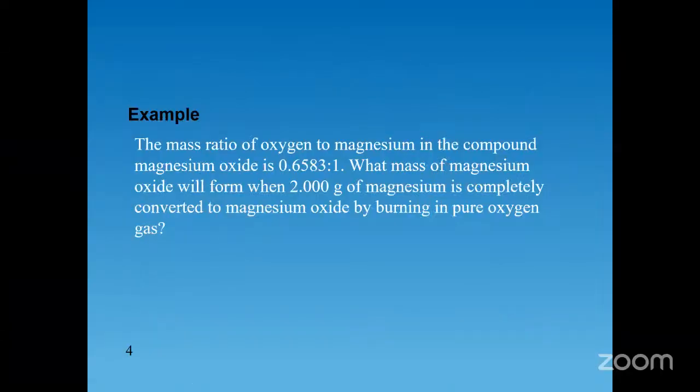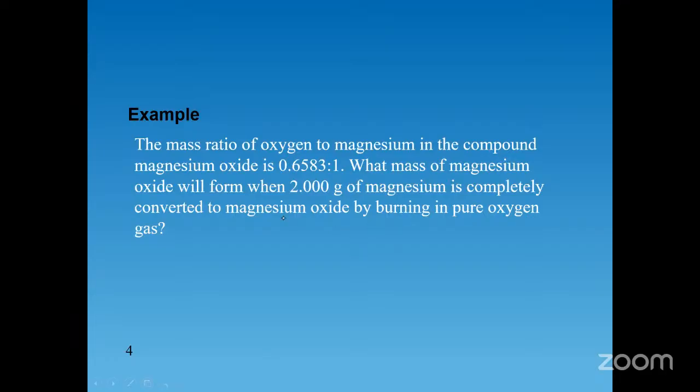Okay, so let's look at this question here. It says the mass ratio of oxygen to magnesium in the compound magnesium oxide is 0.6583 to 1. So the question is asking, what mass of magnesium oxide will form when 2.00 grams of magnesium completely converts to magnesium oxide by burning in pure oxygen? So basically, what the question is asking for is the mass of the product.